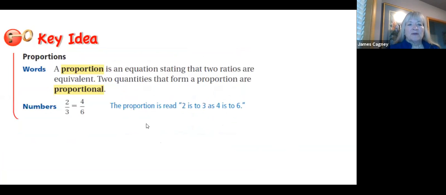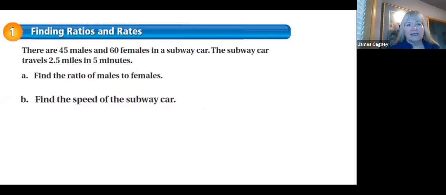Again, the key idea with a proportion, it's an equation stating that two ratios are equivalent. So that's a fancier way of saying that. Notice it's an equation because I have an equal sign. So if I say it as numbers, 2/3 is equal to 4/6. We can also say it as variables too. I would say A over B is equal to C/D.